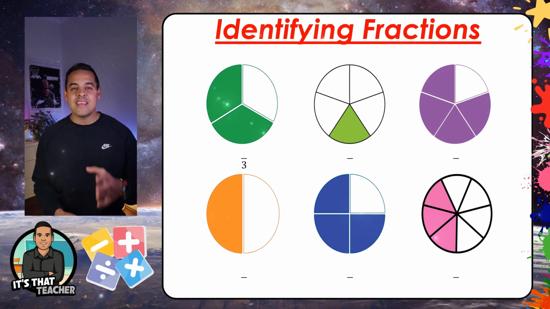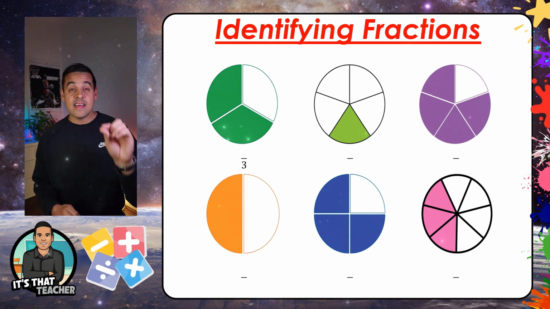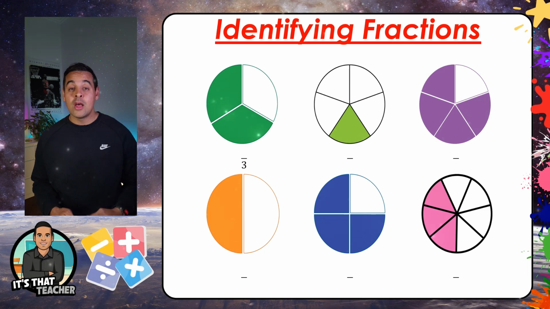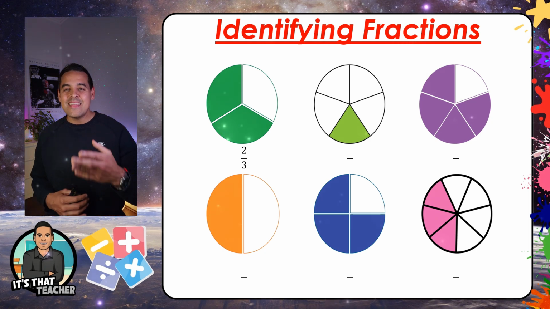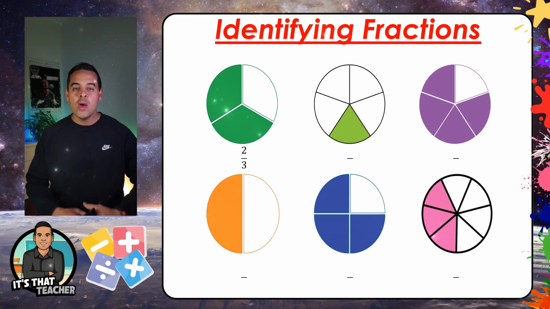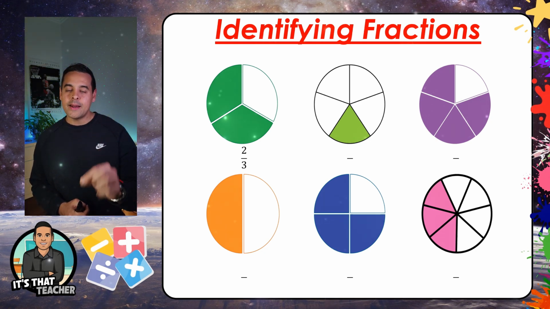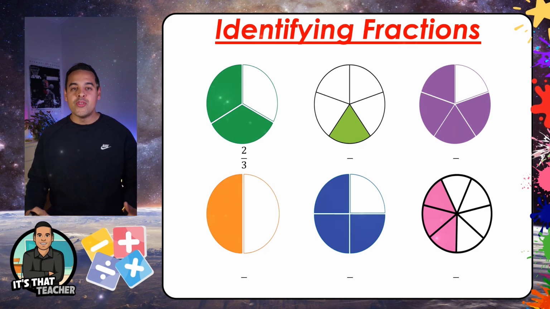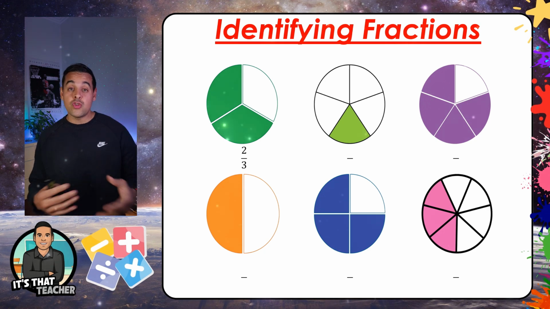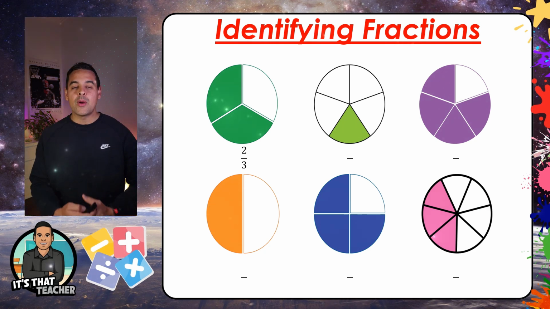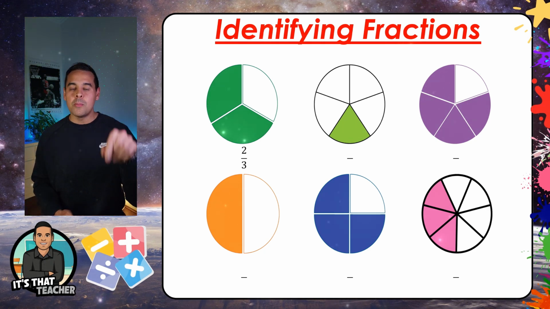So how many pieces have been shaded? You can see that 2 pieces or parts of that whole circle have been shaded. So the numerator here is 2. Now, to say that fraction is 2/3. Remember, if the 3 is the denominator, we need to say thirds, and you have 2 of them, so you have 2/3. Now we're going to move on to the orange circle below.